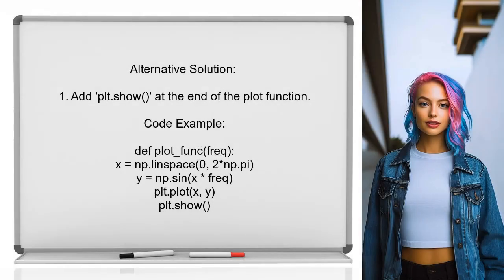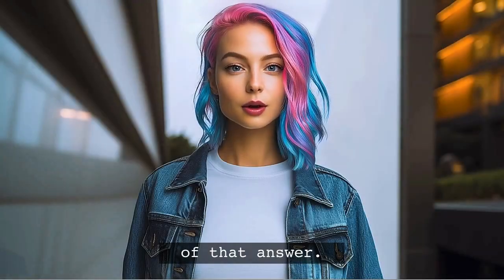One user has suggested a workaround for the issue of multiple plots appearing when adjusting the slider. They recommend adding the line plt.show at the end of the plot function. This adjustment helps ensure that only one plot is displayed, updating as you change the slider. That's the end of that answer. Let's see another perspective.